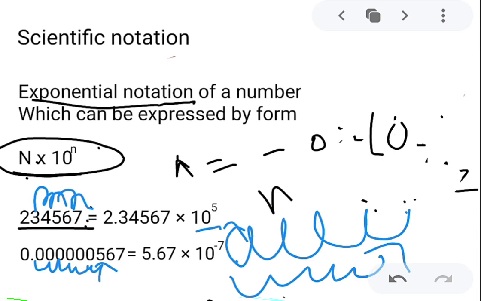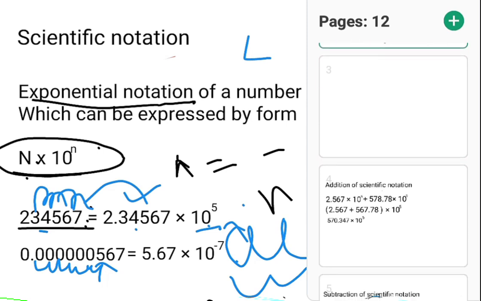So whenever you are shifting the point to the left side, it should contain plus, and the right side it should contain minus. Why is it so? Because see, this is a bigger number, this is a smaller number. When I am going to convert big to small, we don't want to change the value. So what I am doing here, I am writing 10 raised to something. So small needs to be converted into big, so I need to multiply by something. That is why it is raised to 5.